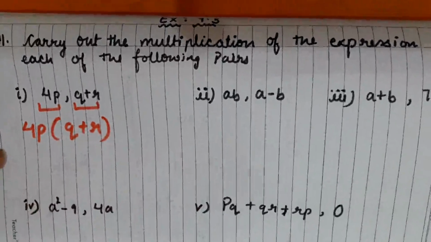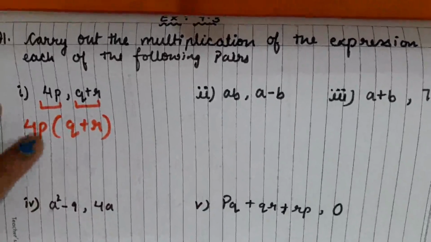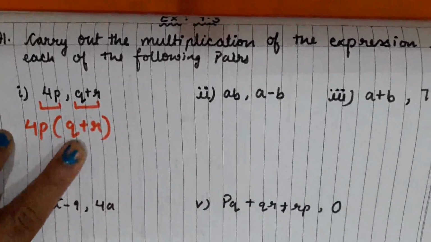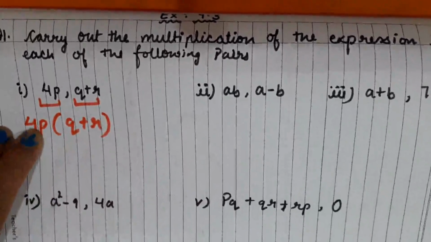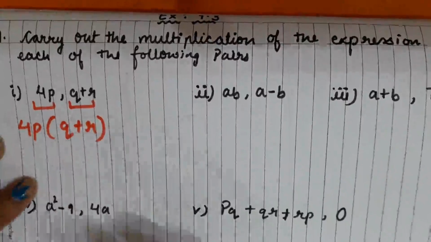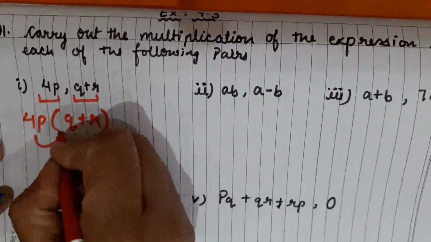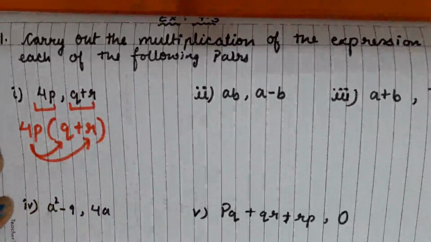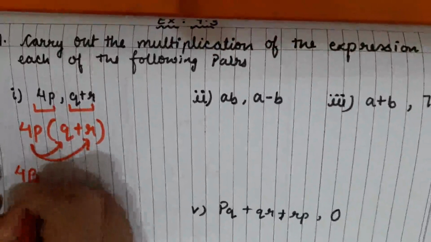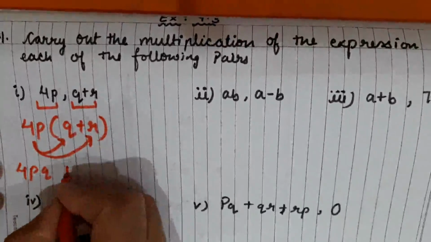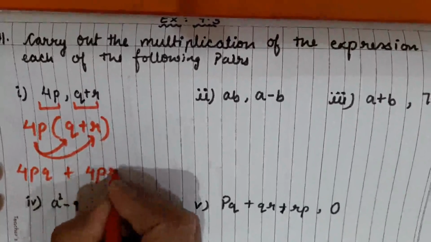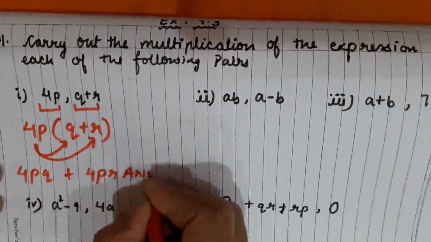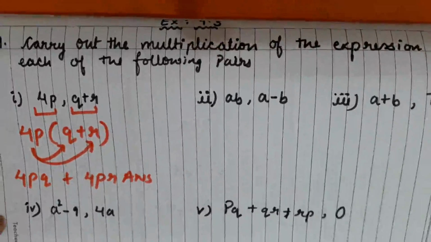Now how can you do this? This 4p is going to multiply with this q. After that, this 4p is going to multiply with r also. We have done this thing in the introductory part also. Okay, so how can you write? 4pq plus sign 4pr. So this will be your answer. I hope you are getting my point.